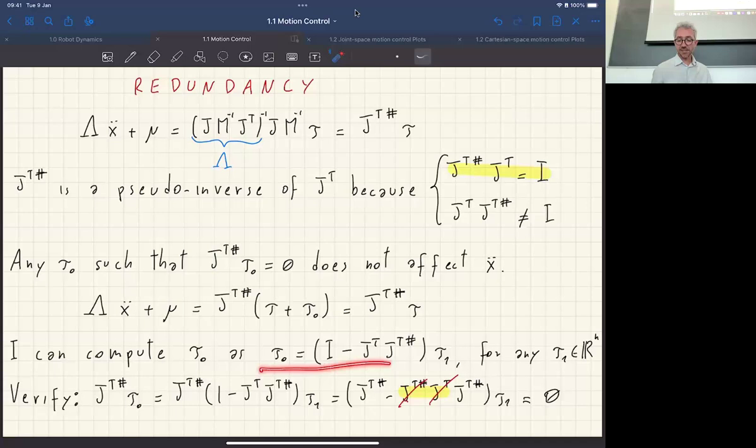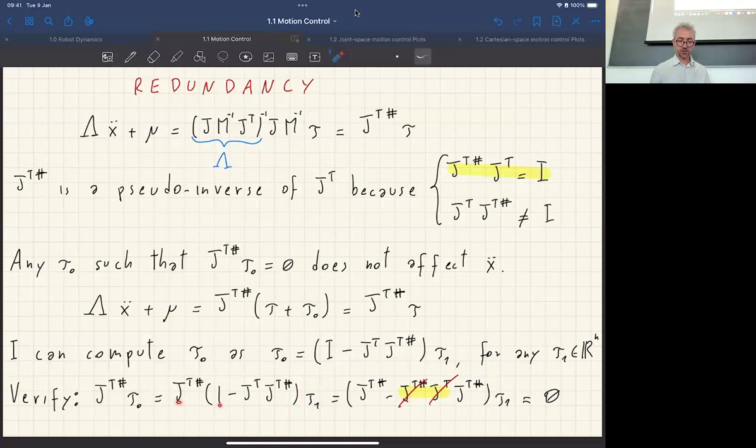It's very easy to verify that if we have tau 0 defined in this way, this property holds. We just substitute this expression. So we start from J transpose pseudo inverse times tau 0. We substitute the definition of tau 0. So we have J transpose pseudo inverse times this null space projector. So identity minus J transpose times J transpose pseudo inverse times this arbitrary vector tau 1.